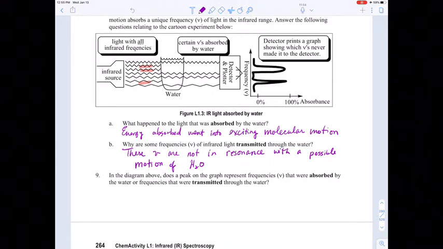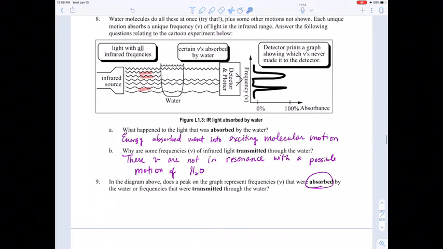In the diagram above, does a peak on the graph represent frequencies that were absorbed by the water, or frequencies that were transmitted? So we see right here, the detector prints a graph showing which frequencies never made it to the detector. We also see on the axis right here, absorbance. So it is absorbed.